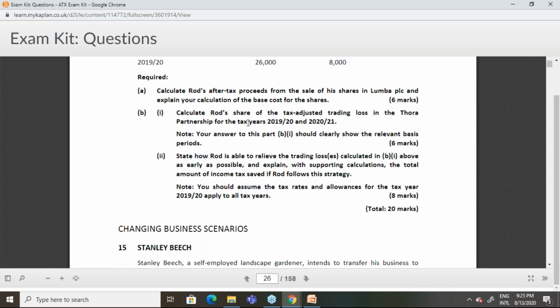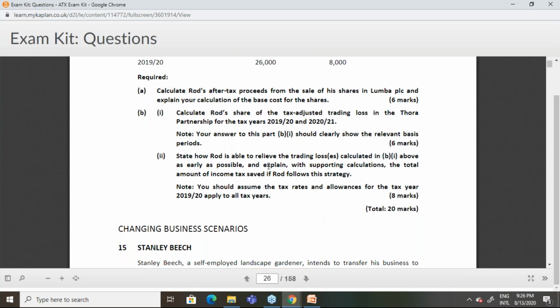Roman 1, calculate Rod's share of the tax-adjusted trading loss in the Thora partnership for tax year 2020/21. The answer to this part B, Roman 1, should clearly show the relevant basis periods. Now, can you remember? I was referring to basis of assessment rules. So they want you to clearly show the relevant basis periods as well.